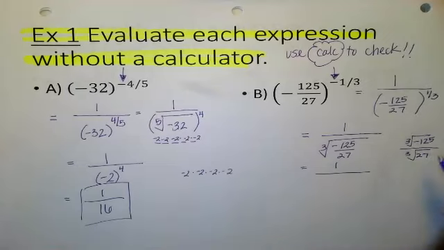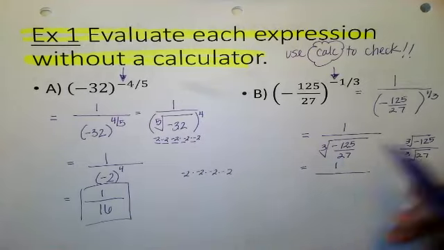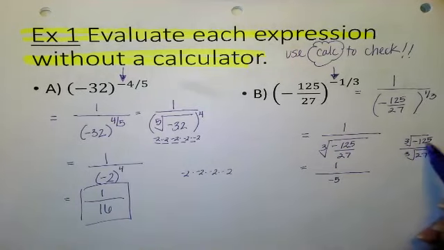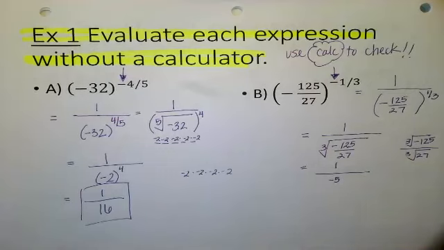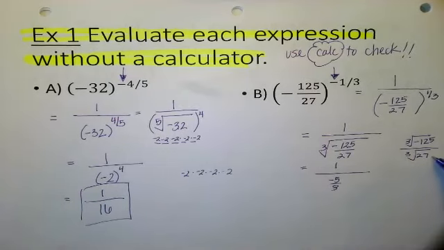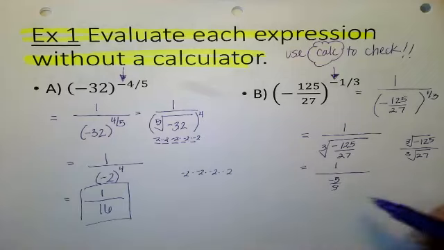So we can take a giant radical and split it up into 2 little radicals. That's fine. So then the cube root of negative 125 would be negative 5, because negative 5 times negative 5 times negative 5 would give us a negative 125. So we know that works. And the cube root of 27 is 3, because 3 times 3 times 3 is 27. So the root would be 3.